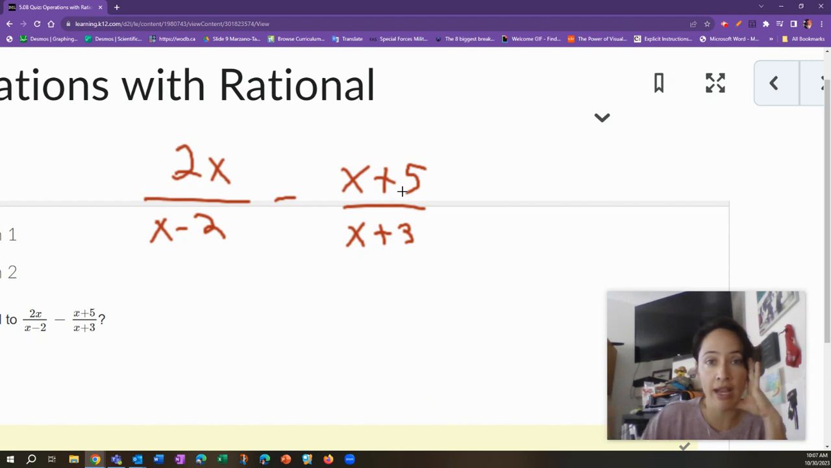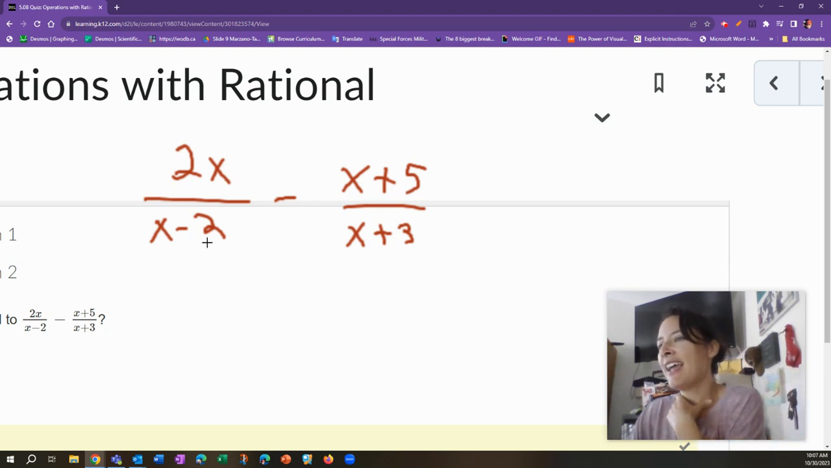So what's going to help us is the same thing whenever we try to add or subtract fractions. Rational expressions are just a fancy fraction. We need a common denominator. So let's take a look. I have x minus 2 and I have x plus 3.